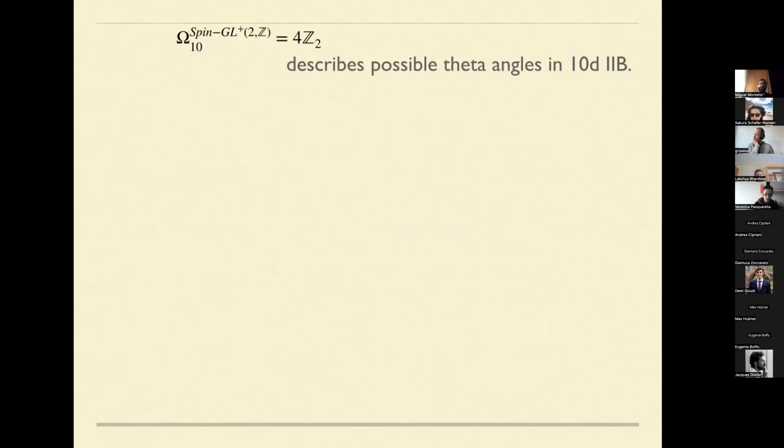And so we are left with the question that I left also in the previous Spin-Mp discussion, which is Omega 10. Omega 10 for Spin-GL+(2,C) is 4 copies of Z2. What this is telling us is that from the point of view of these duality bordism groups that we computed, there are actually up to 4 discrete theta angles valued in Z2 that you can add as topological couplings to the action of type IIB supergravity.